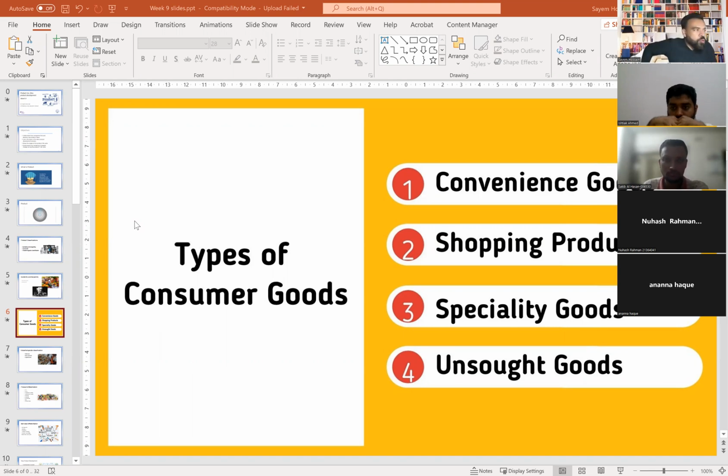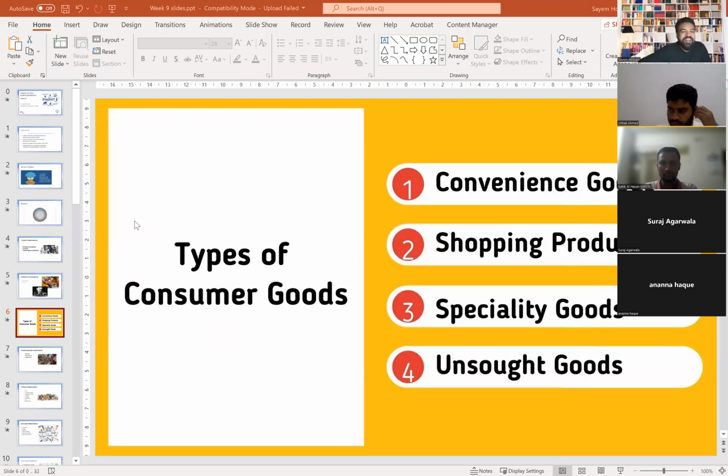But there are shopping goods. What is shopping goods? Clothes, watch, kind of stuff, I guess. Cloth, jewelry. Body spray, shopping items. Smartwatch, smartphone. Okay, so there are some products in our life.